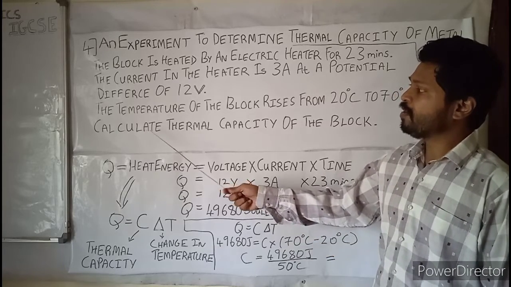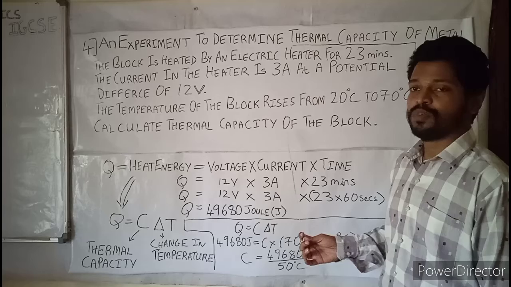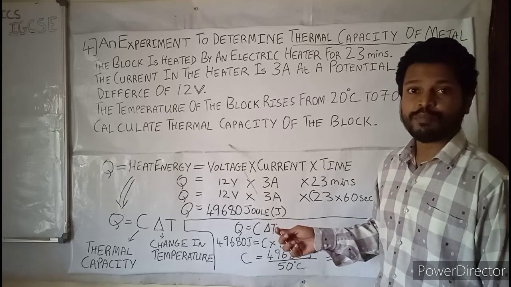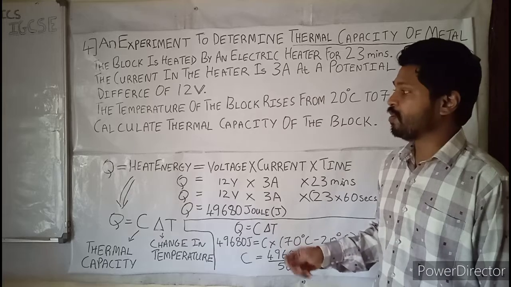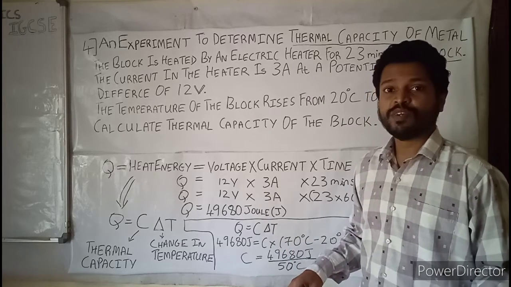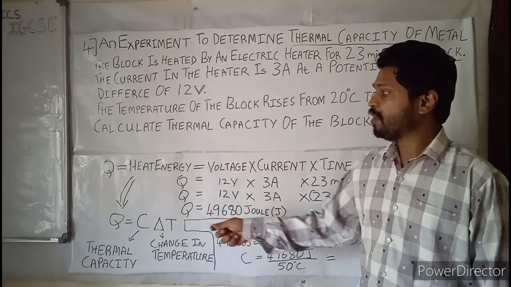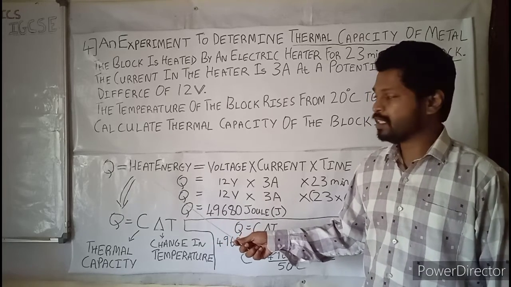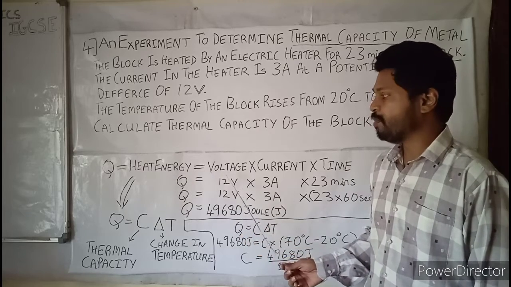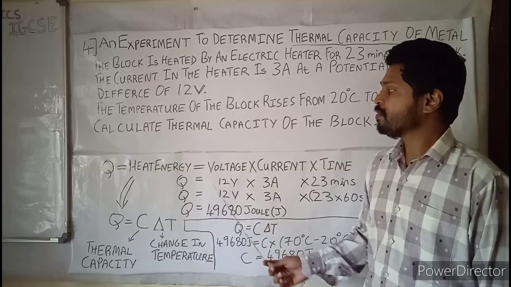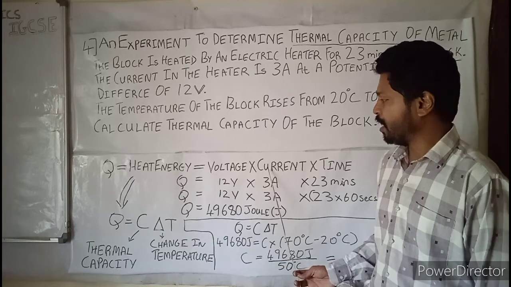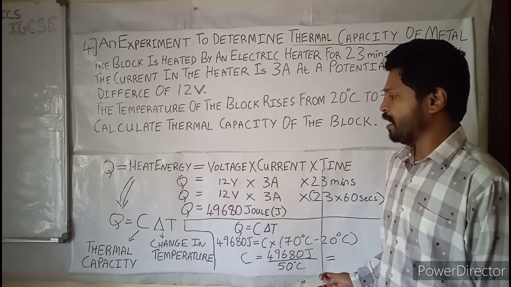Now we need to calculate the thermal capacity of the block. It is represented by capital C. There are two equations we need to work out. First, capital Q, you are already aware, is the heat energy. Heat energy can be derived using this formula: heat energy is equal to the voltage multiplied by current multiplied by the time.